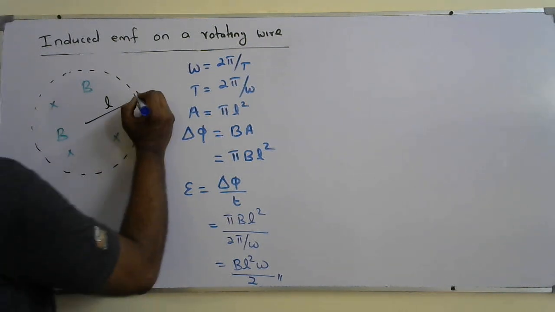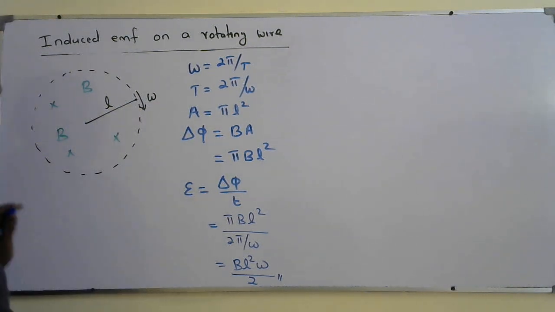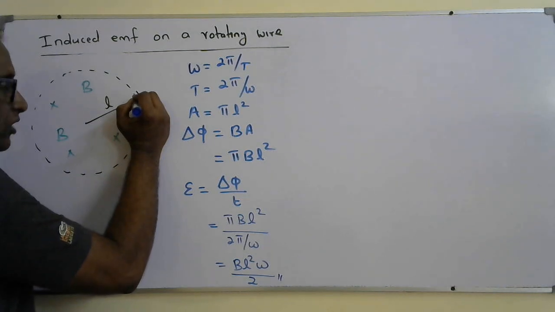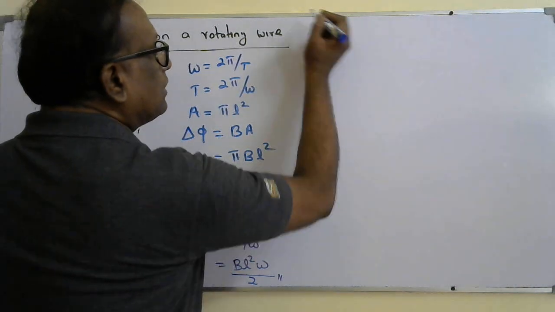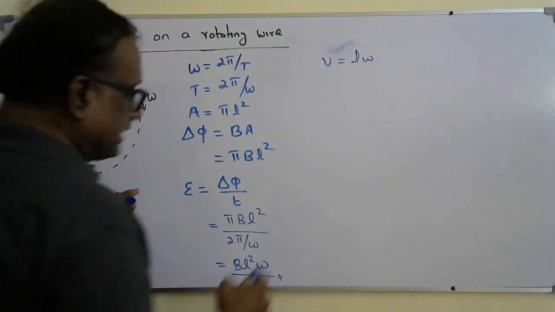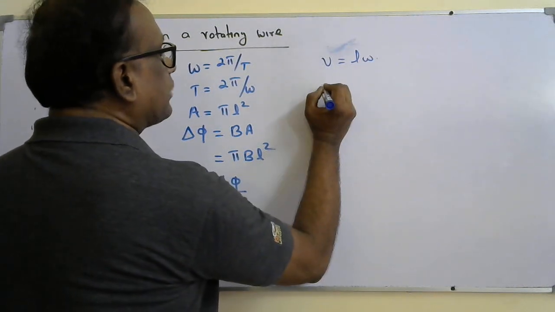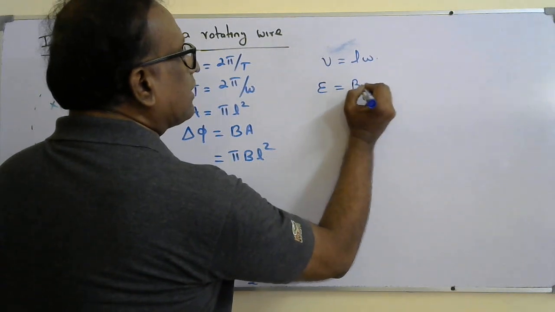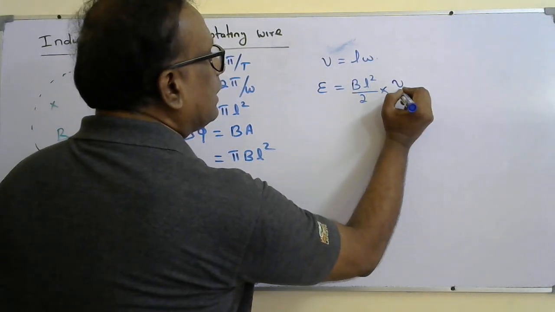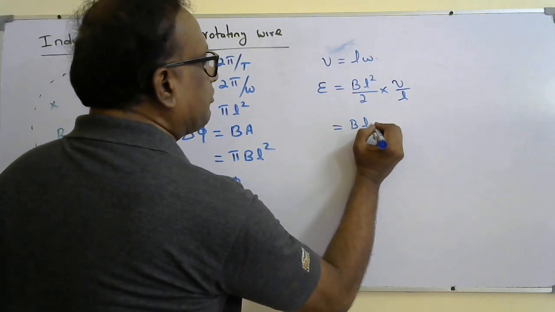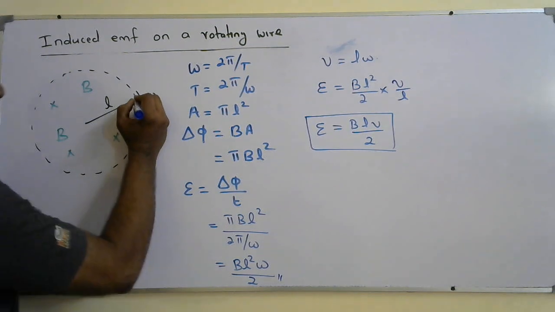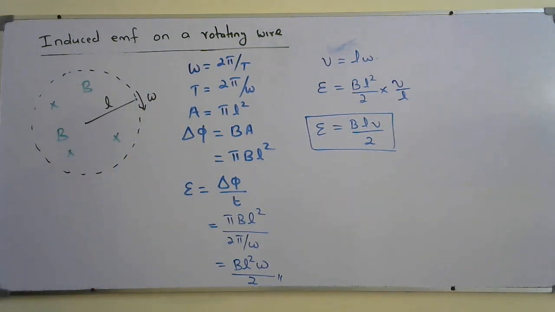If you know the speed of this end... every point will have a different speed because the length is changing, v equals r omega. But if you know the speed of the end of the rod is v, then v is equal to L omega. So instead of omega we can put v over L. Induced EMF will be B L squared over 2 into, instead of omega, v over L. So that will be B L v by 2, where v is the speed of the free end of the wire.